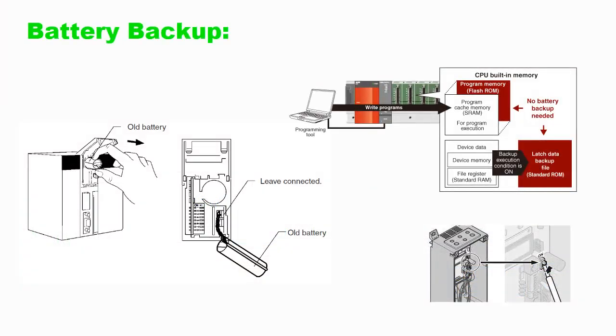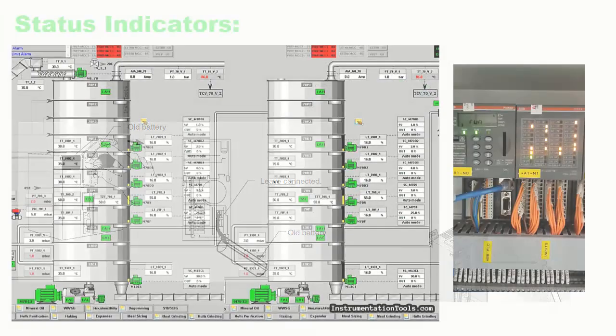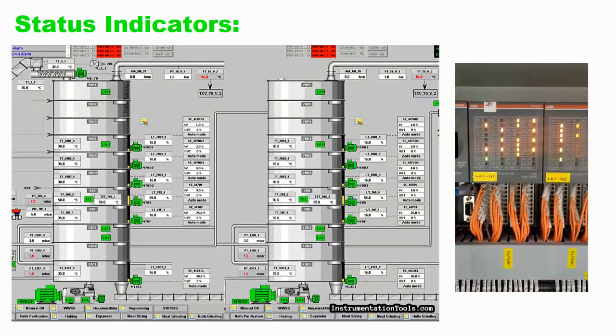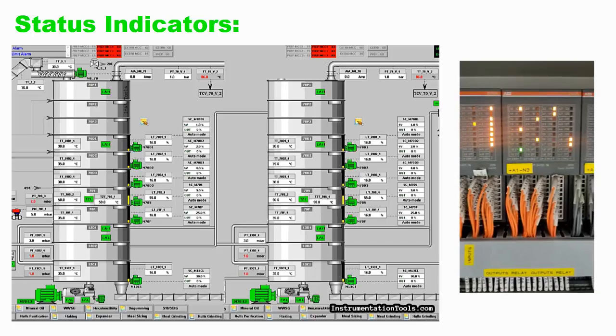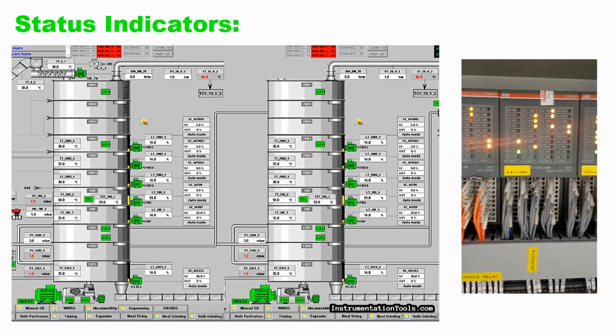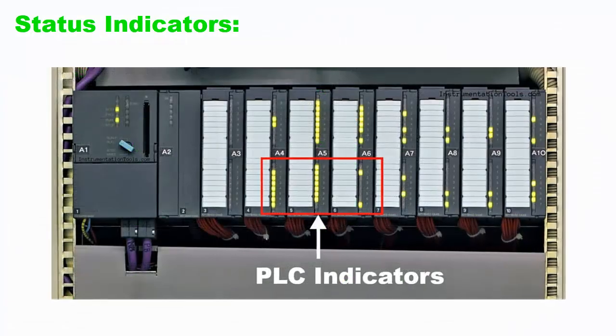Battery backup. Many PLCs have an internal battery backup system to retain the program and real-time clock settings in case of power failure. Status indicators. LEDs or displays on the PLC's front panel provide information about the status of inputs, outputs, communication, and overall system health.